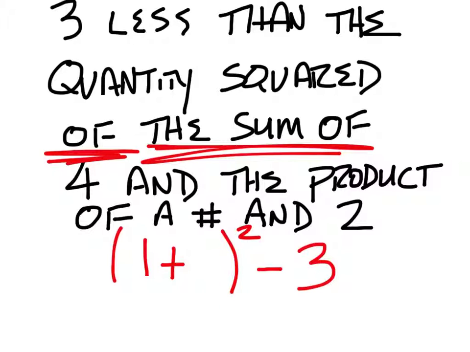Yeah, the sum of 4 and 2x. So it's the quantity squared of 4 plus 2x. Close the quantity and then subtract 3. Or you can say exactly how it's written, 3 less than the quantity squared of the sum of 4 and the product of a number and 2.